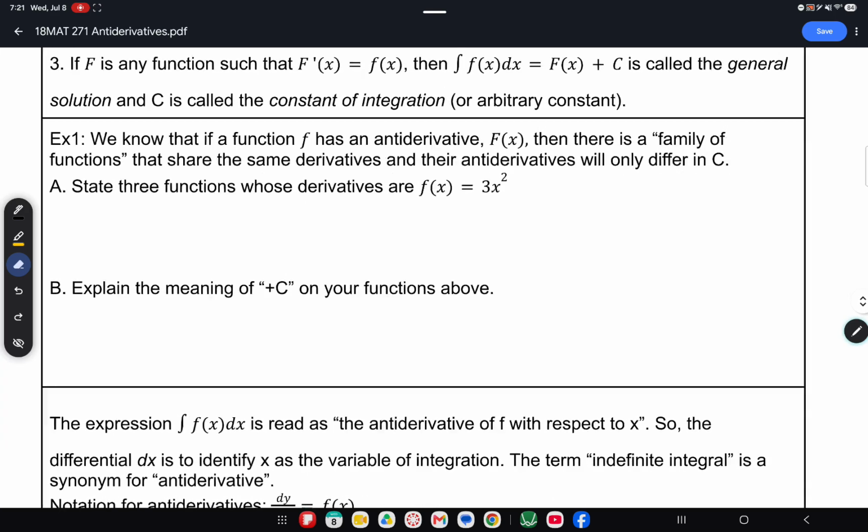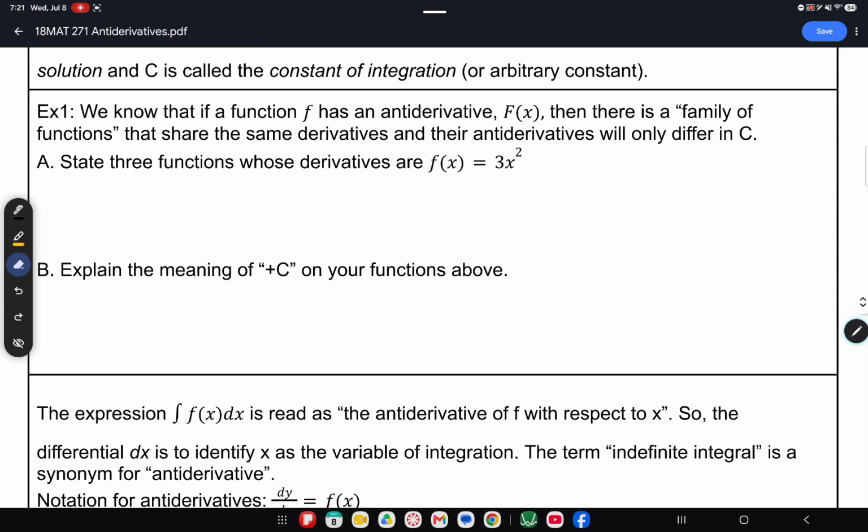All right, so let's look. We know that if a function f has an antiderivative, then there's a family of functions that share the same derivative. The antiderivatives only differ in the c. So state three functions whose derivatives are 3x squared. That would be x cubed plus 1, because that derivative would give 3x squared. We could have x cubed minus 4. Then we could also have x cubed plus 7. So they only differ in that plus c.